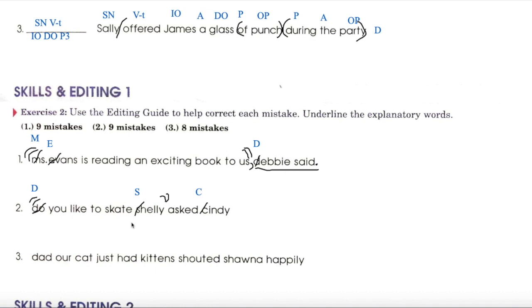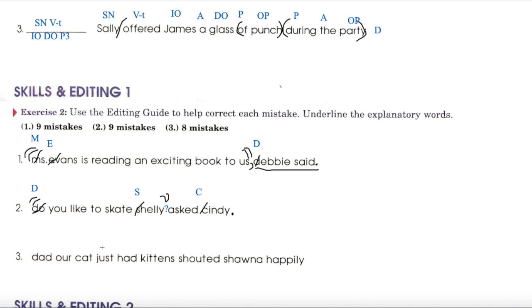We need to decide what our ending mark is going to be inside the quotation mark. Do you like to skate, Shelley? That's a question. So we don't put a comma here, we put a question mark. And then we need an ending quotation mark for the whole sentence. Do you like to skate, Shelley asked Cindy. So we need a period at the end of that sentence. All right, and let's see if we have everything. We had 9 mistakes in this one.